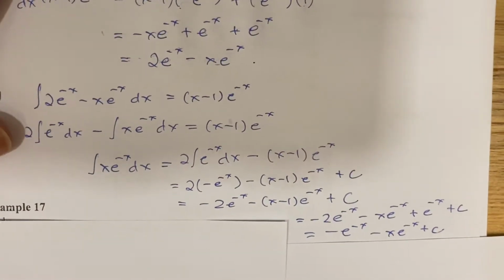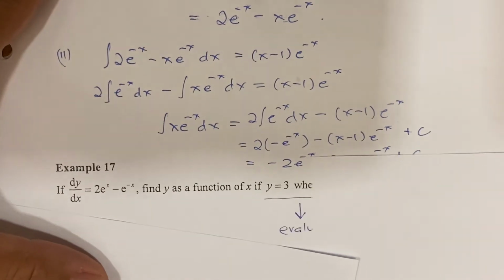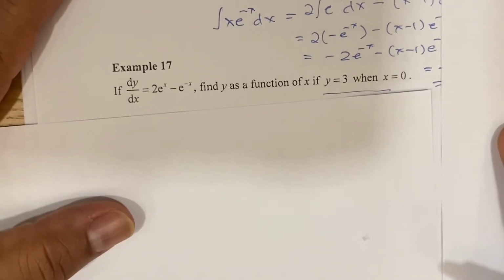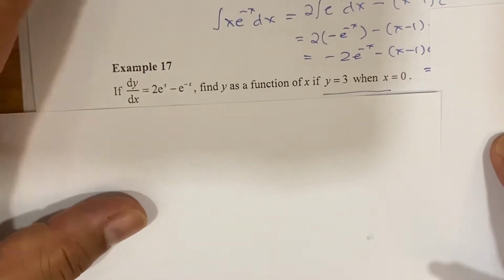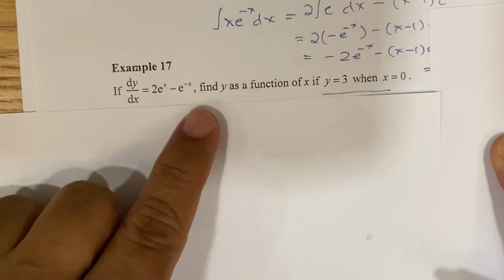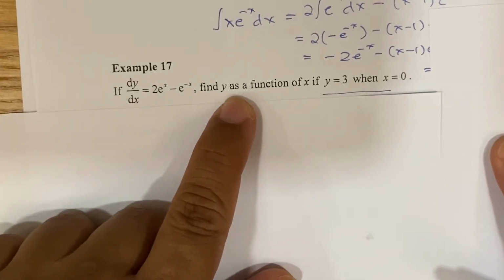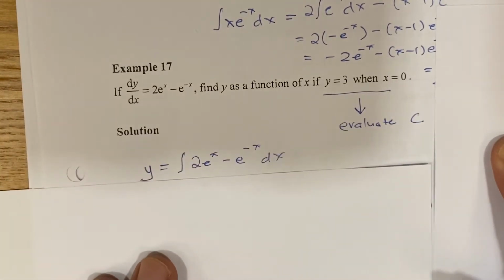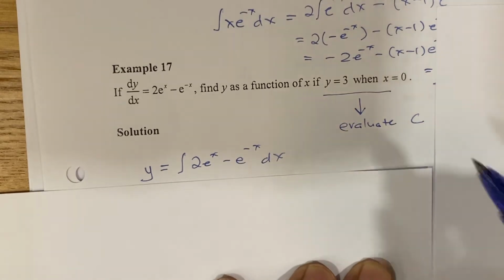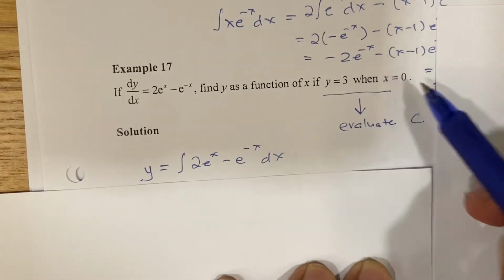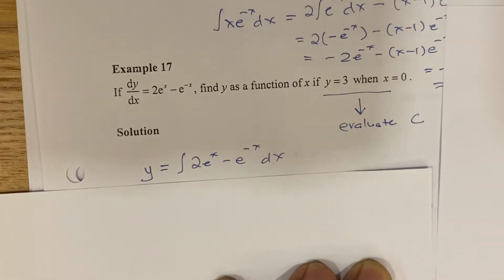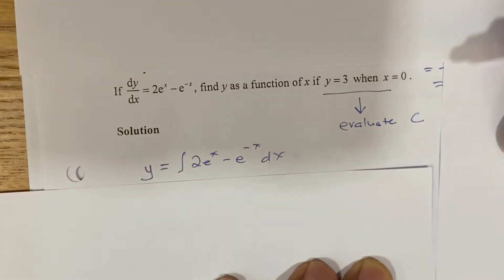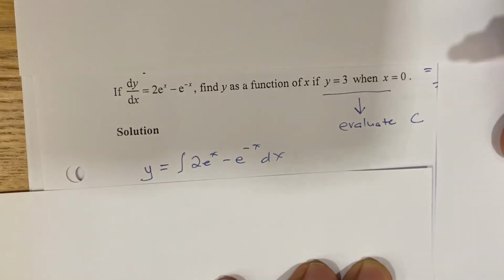Okay, we are going to look at example 17 now. They give you dy dx. Now this is actually the gradient function. They want you to find the function y. To find y, we know that we need to do this. And please take note, to find the function y, they give you this clue. Now, what do you think will be the purpose of the question in giving you this clue here? The purpose is actually to evaluate c later on.